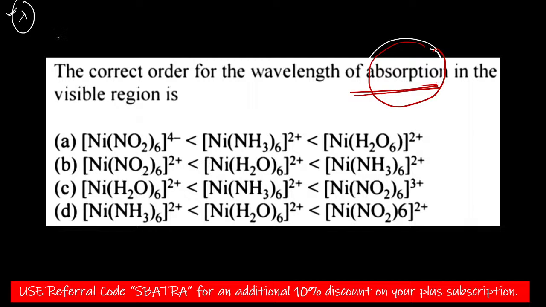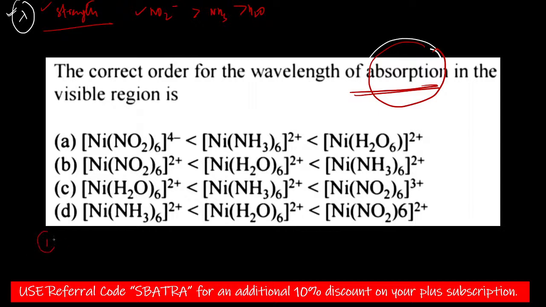we need to write down the correct order for strength of ligands. So we have nitrite, ammonia and water. This is your correct order: NO2 minus, NH3, H2O is your correct order of strength.